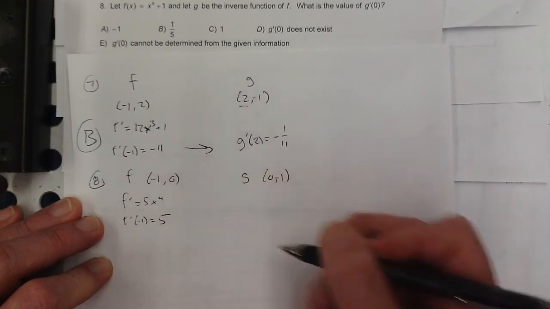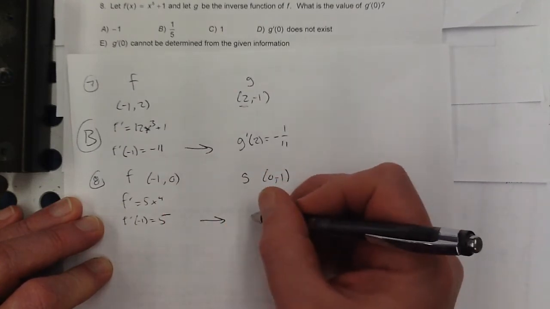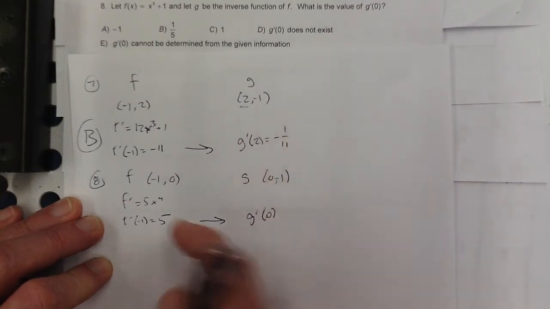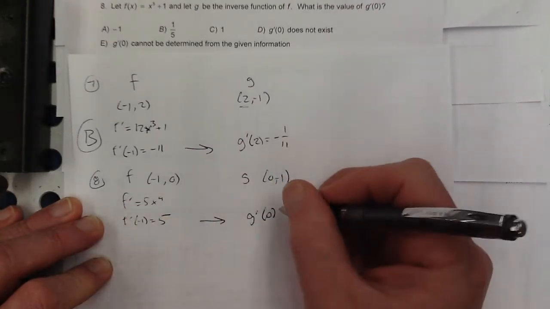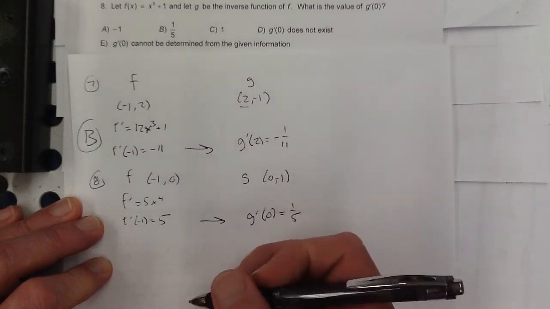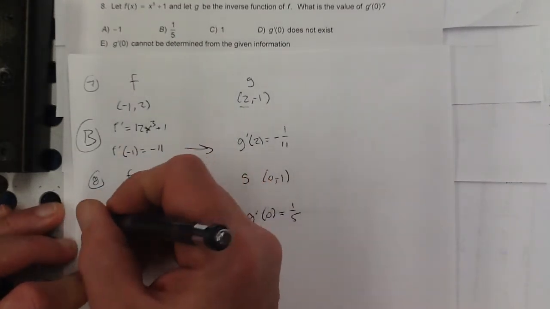It's 5. And so g prime of 0, the corresponding point on the inverse, rise and run will get inverted, and it will be 1/5, which is answer choice B.